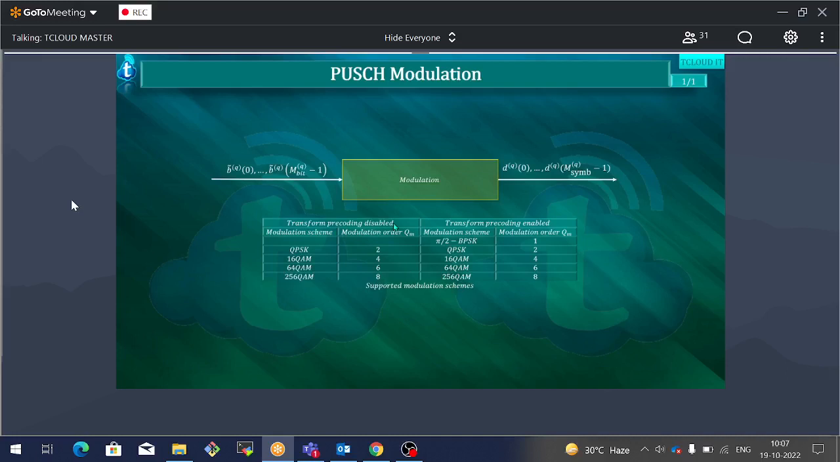But when the transform precoding is disabled, mobile is not required to use 5 by 2 BPSK because it's not facing any power related issues. So we are not worried about PAPR or the DFT symbols. So obviously the mobile would get a chance to use only these modulation techniques.